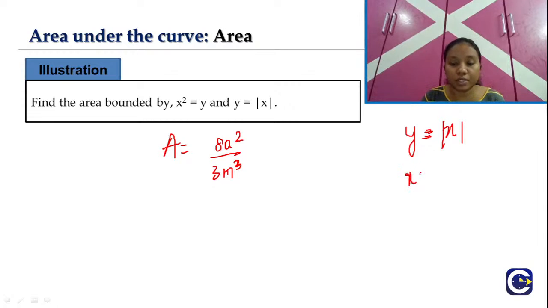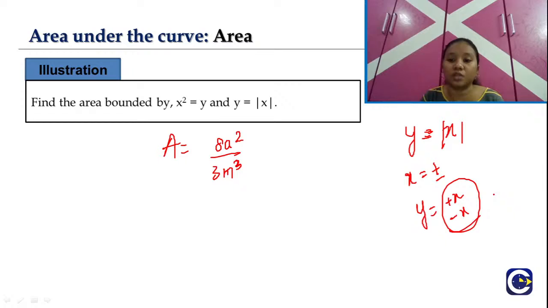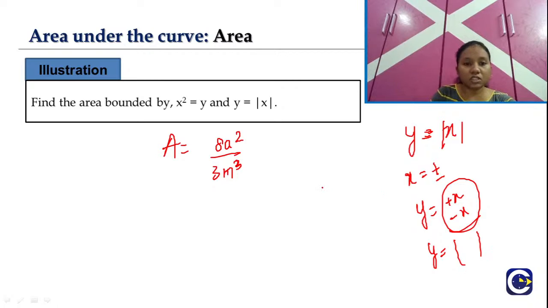So for x, it will be taking both plus and minus. So inside we'll be having both plus x values and minus x values here. But for y, it will be only the modulus, which is positive. So by comparing the equation and the parabola, what is the a value? So a value is directly 1 by 4. And what is the m value? M value is directly 1.